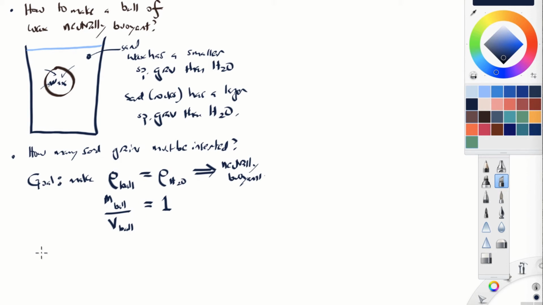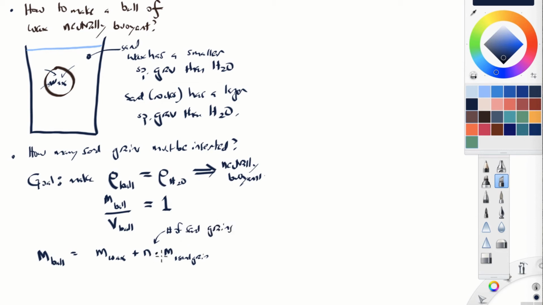Well, what is the mass of this ball? The mass of the ball is going to be equal to the mass of whatever wax we have there plus n times the mass of one sand grain, where n is the number of sand grains.